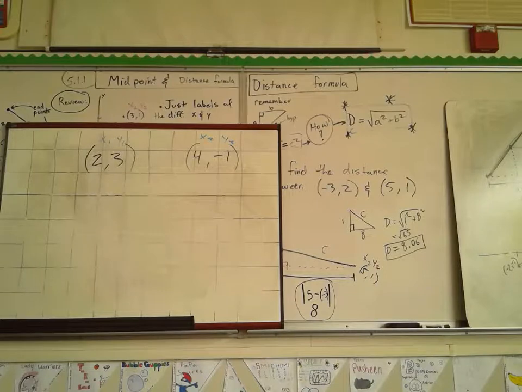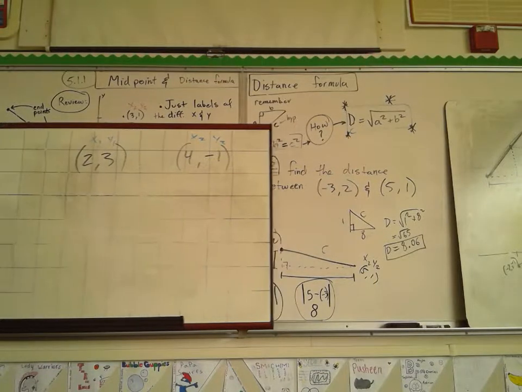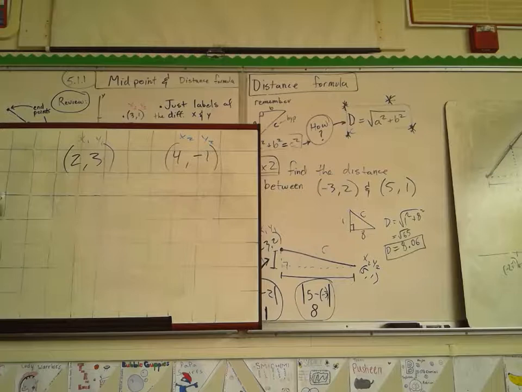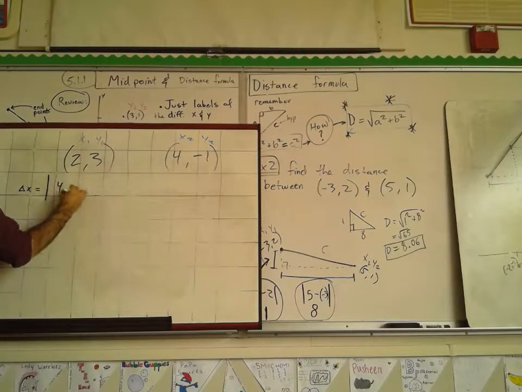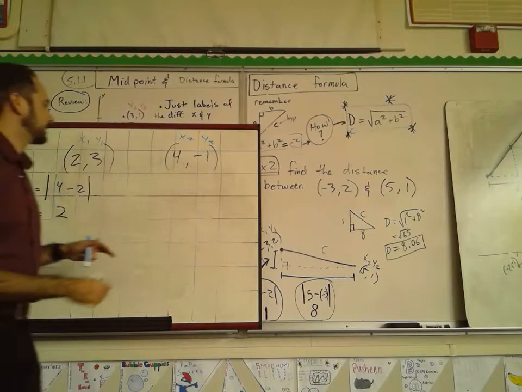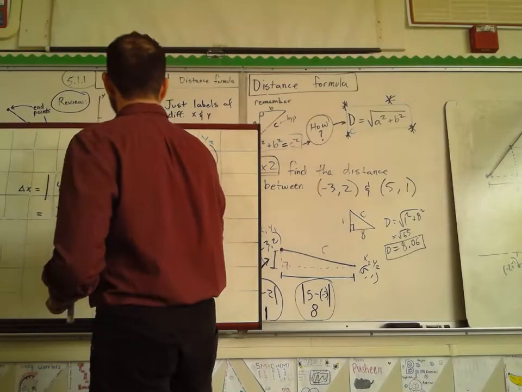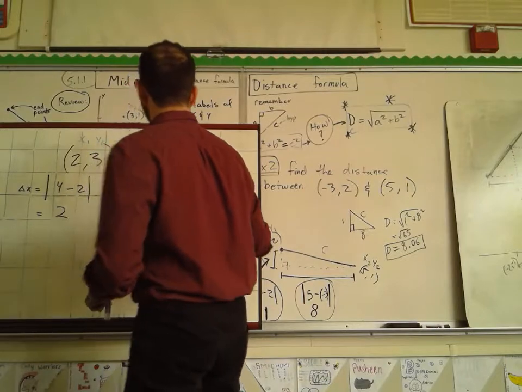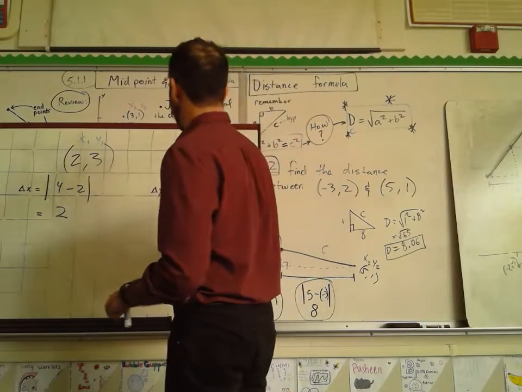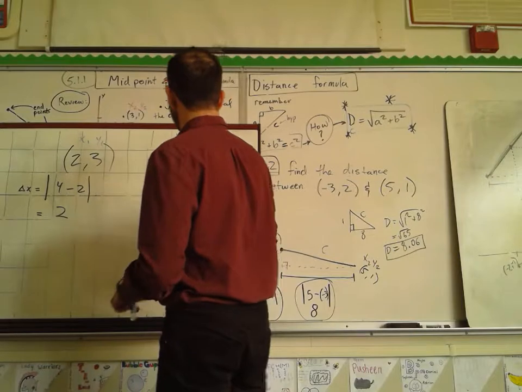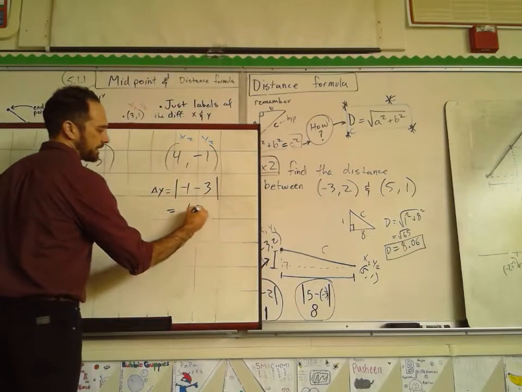So, remember, for finding the side lengths here, all I need to do is to find our change in x. We're going to go ahead and take the absolute value of x2, 4, minus x1, 2. So we get a change in our x value of 2. Easy. Change in y. y2, -1, minus y1, 3. So we get -4, but the absolute value of that is going to be 4.